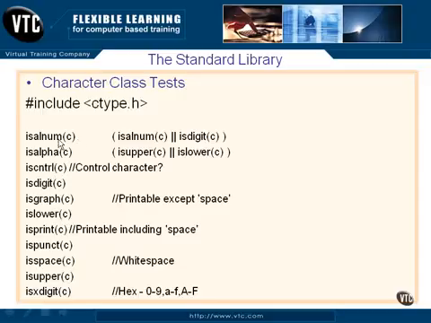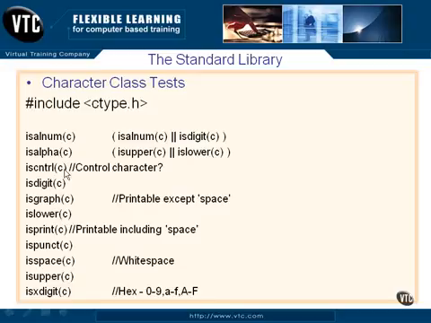isalnum is basically a combination of is it alphabetic, the character, or is it a digit. If either one of these is true, that's our little or, remember, 2 pipes. If either one of these is true, then isalnum is true. isalpha is a combination of isupper and islower. So if it's an uppercase character, which will be from A to Z, or lowercase a to z, if either one of those is true, it will be an alpha, for alphabetic.